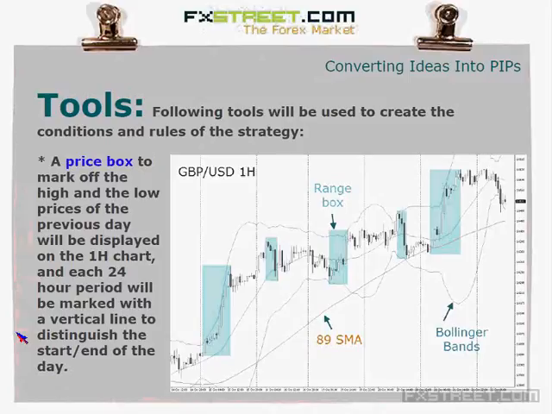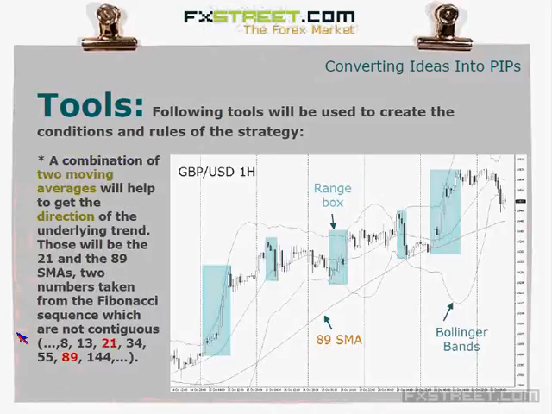Okay, so here again we already have some tools on our chart. The following tools will be used to create the conditions and rules of the strategy. First, a price box will be used to mark off the high and the low prices of the previous day. It will be displayed on a 1 hour chart, and each 24-hour period it will be marked with a vertical line to distinguish the start and the end of the day. Most platforms have that period separator.